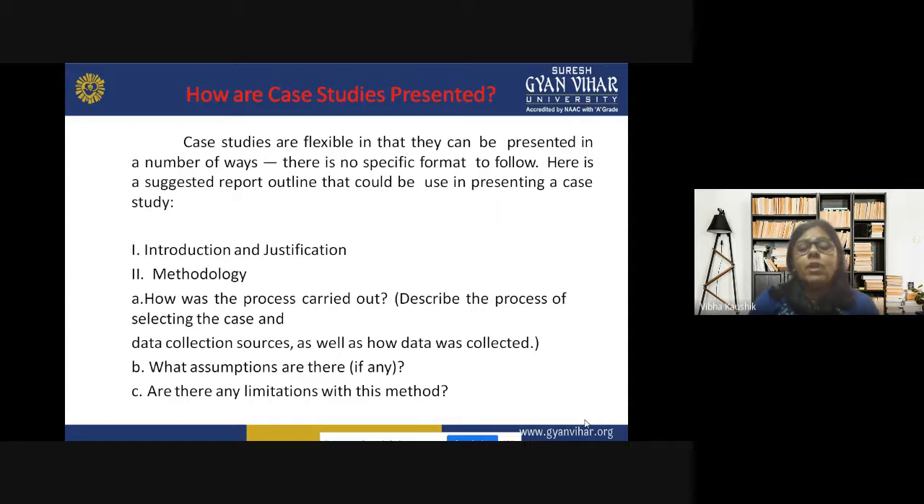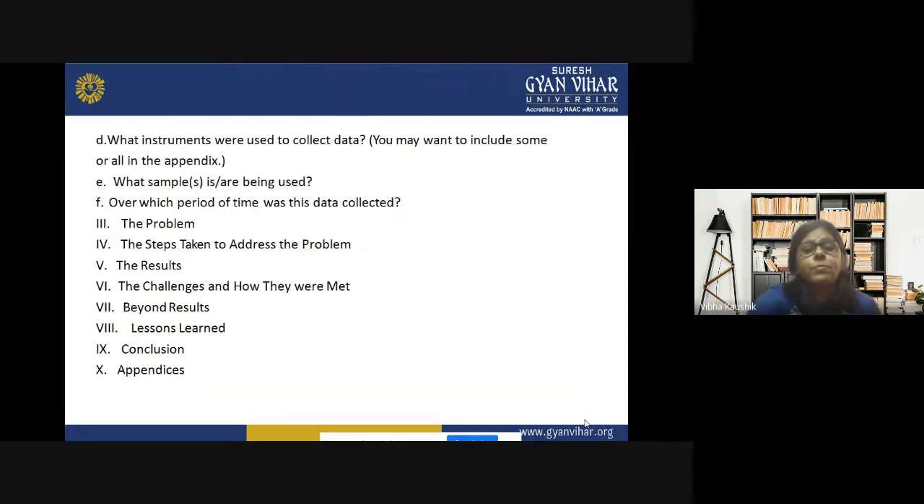How was the process carried out? Describe the process of selecting the case and data collection sources, as well as how data will be collected. What assumptions are there, if any? Are there any limitations in this method? What instruments were used to collect the data? What samples are being used? Or over which period of time was the data collected? The problem, the steps taken to address the problem, the results, the challenges and how they were met. Beyond results, lessons learned, conclusions, and effectiveness.